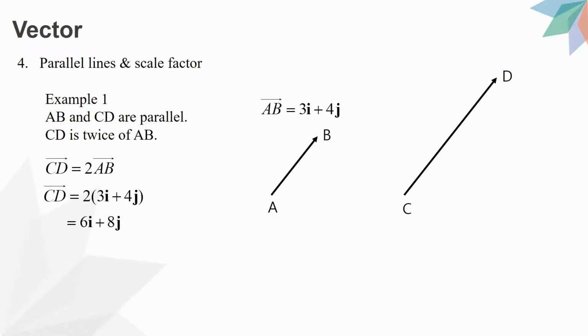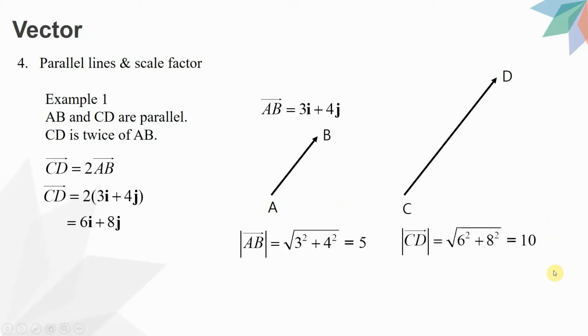Now when we say CD is twice of AB, this applies to the magnitude as well. So again, we use Pythagoras theorem to find the magnitude of vector AB, which is 5. For CD, it will be 10. So here we can conclude the magnitude of CD is twice of AB.